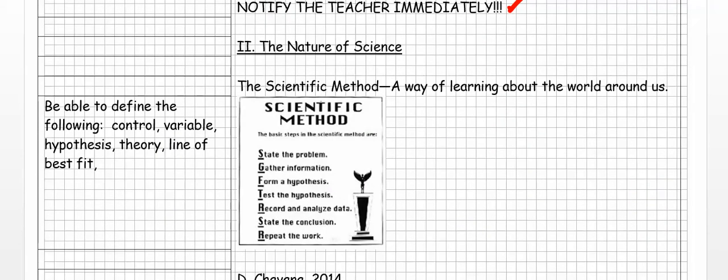Just notify the teacher immediately. So really, with regard to safety, it's common sense. Just make sure that you don't do anything that's silly, right?